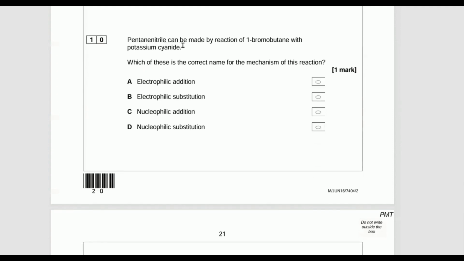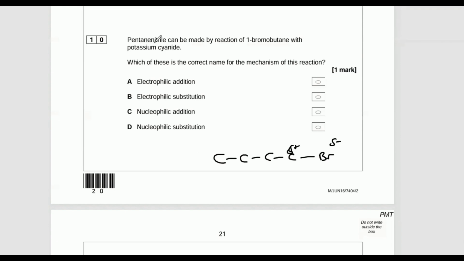Pentanenitrile can be made by the reaction of 1-bromobutane with potassium cyanide. Which of these is the correct name for the mechanism for this reaction? So what we've got to think of here, I'm going to very quickly draw it out. Not going to draw all the hydrogens because that's just too long. So here's my 1-bromobutane. And obviously that's delta positive, that's delta negative.